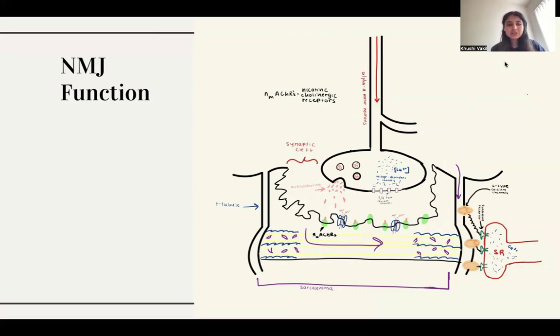Thus, sodium enters the muscle fibers. This causes a depolarization of the end plate, and if this end plate potential reaches the threshold potential, then an action potential will be generated. This experiment is recording the summation of multiple of these action potentials happening from many muscle fibers in the frog gastrocnemius muscle.